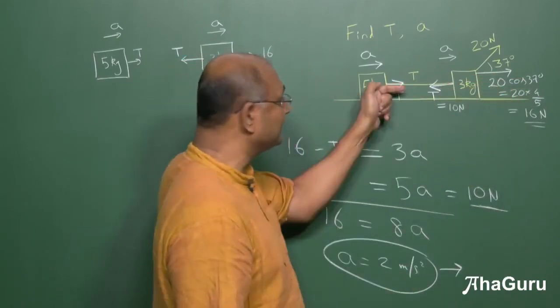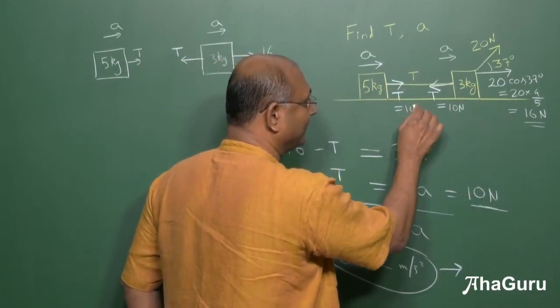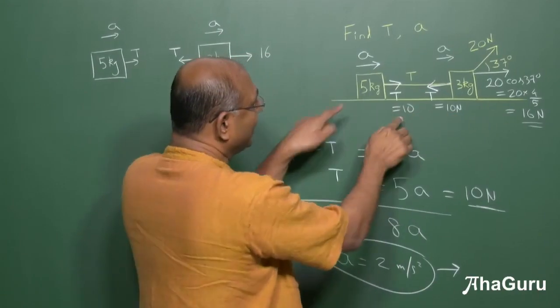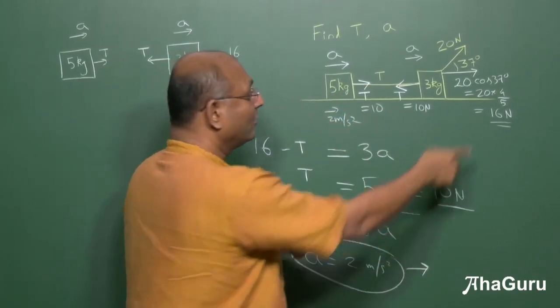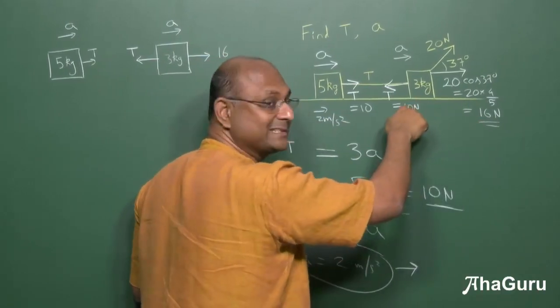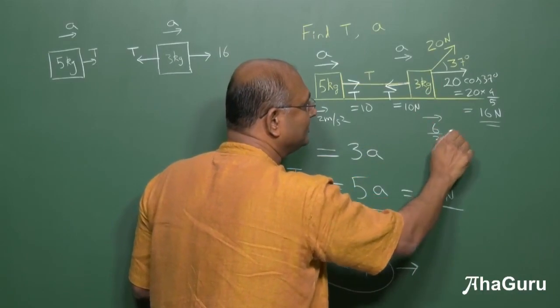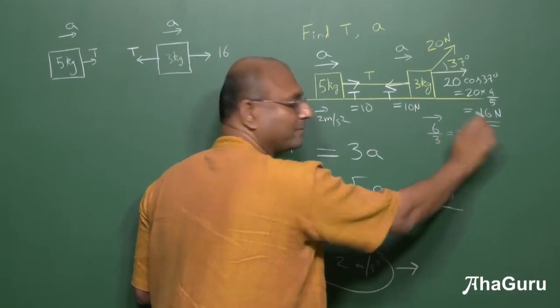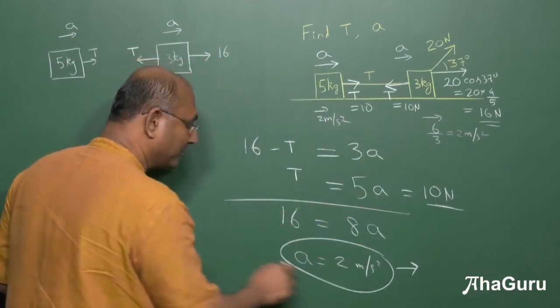16 newtons doesn't mean this will get 16 newtons. That is 16, this is 10, this is also 10. For this block, 10 by 5, 2 meters per second square. For this block, 16 minus 10, 6 by 3. 6 by 3 is 2 meters per second square. Is that clear? That's what makes these two equal. So I hope this is clear.